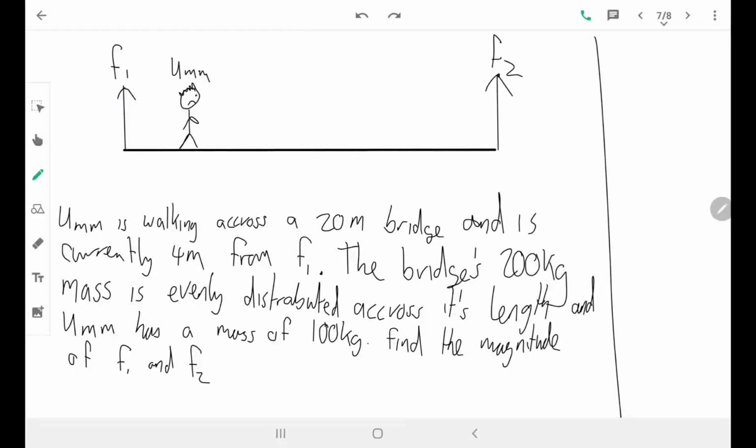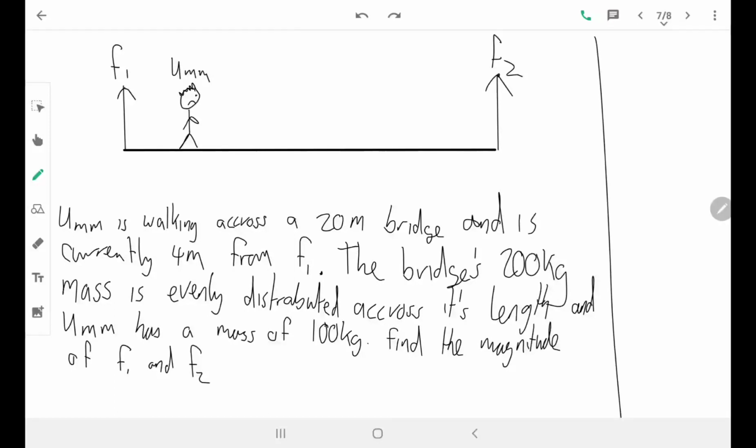So he is walking across this 20-metre bridge. He's not very happy at the moment. I think he helped build it, and they're not confident in their building skills. But anyway, he is currently 4 metres from F1, and the bridge's 200 kilogram mass is evenly distributed across its length. He has a mass of 100 kilograms. We want to find the magnitude of F1 and F2.